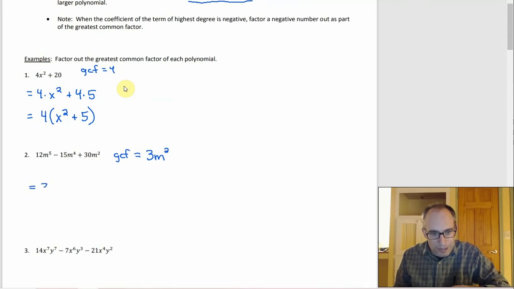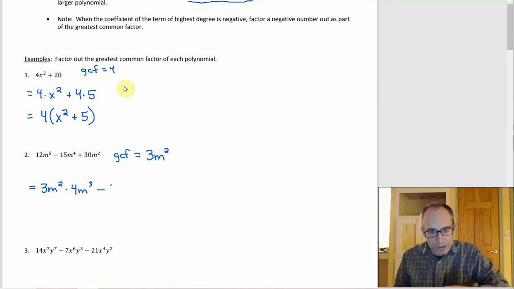And we're going to write this as, so the 12m to the 5th, we can write that as 3m squared times, and then we just have to figure out, what do you multiply 3m squared by to get that 12m to the 5th back? Well, 3 times 4 would give you that 12. And then to get the m to the 5th, you would need an m to the 3rd, right? Because then you can add the exponents, and 2 plus 3 would be 5.